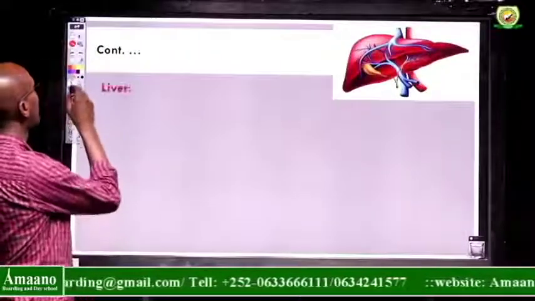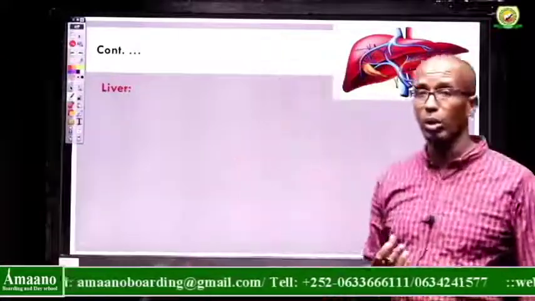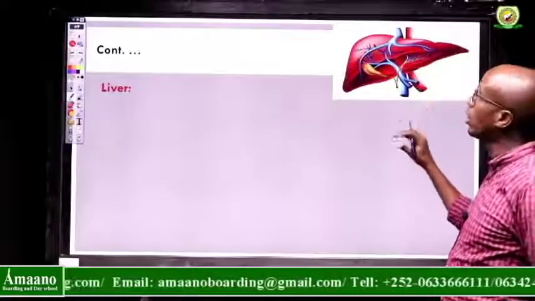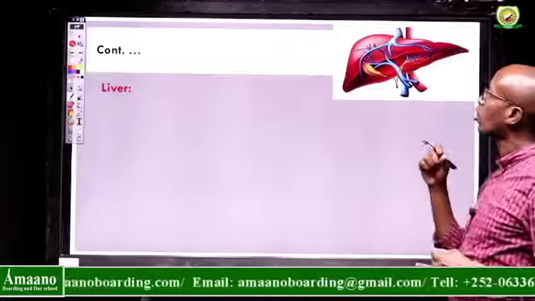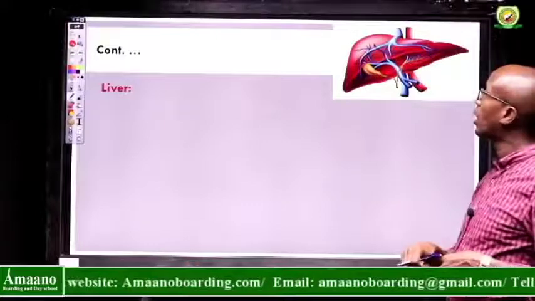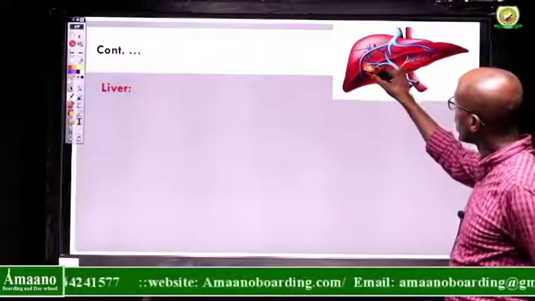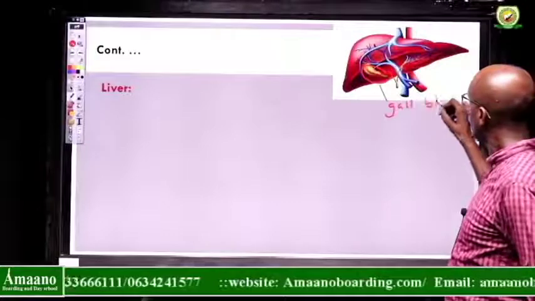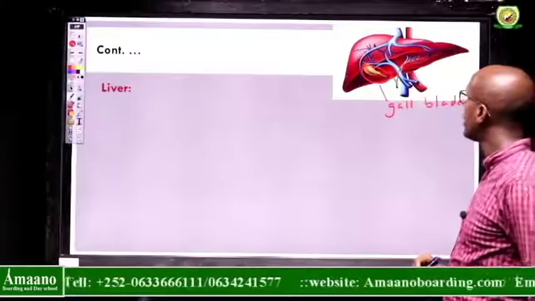The other one is the liver. The liver is the largest organ in your body. It does many functions, including production of heat, conversion of excess amino acids into glycogen, production of bile, and so on. This small structure is called the gallbladder. It is the place where bile is stored.